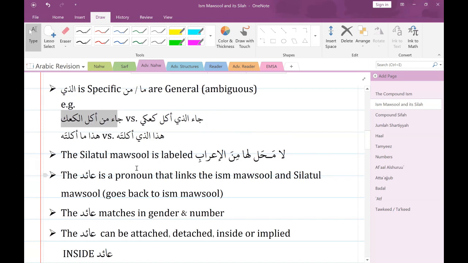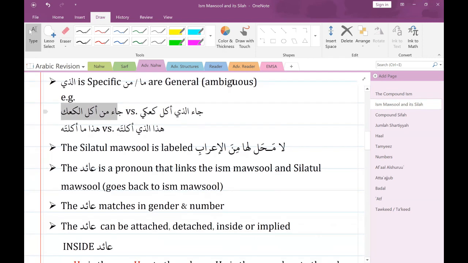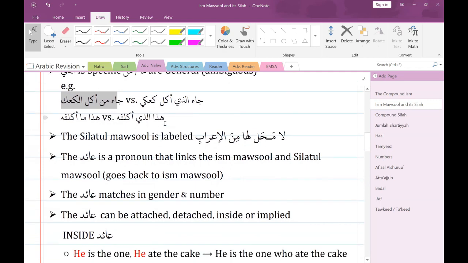Or if I say هذا ما أكلته, this is whatever you ate. Versus when I say هذا الذي أكلته, this is the one which you ate. I don't know, it's a weird English, but this is a specific thing that you ate. For example, you ate an apple, and I'm pointing to an apple and I tell you, this is the one that you ate. Whereas if I say هذا ما أكلته, then I'm just pointing to maybe an entire table, like this, all of this is what you ate. Yeah, something like that. So ambiguous versus specific is an important thing to know between alladhi, ma, and man.